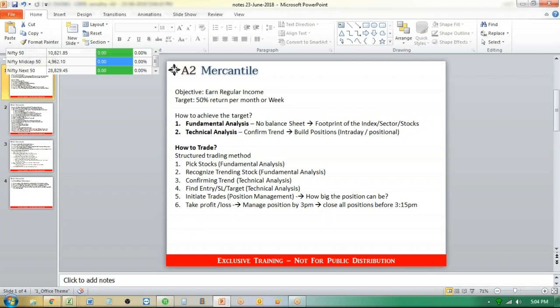And this you can manage on your own. The last two. So you know how much position to build and all that.